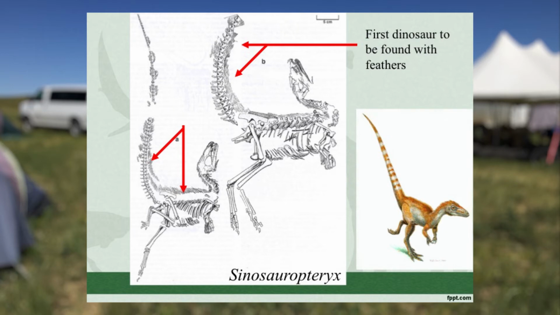So here's Sinosauropteryx, first dinosaur found with feathers, and you can see the feathers on the back and then on the tail. I'm not sure, I didn't look at the original paper to see why they did an A and a B, but I just wanted to show an illustration of where the feathers were found and a representation of what the dinosaur probably looked like.